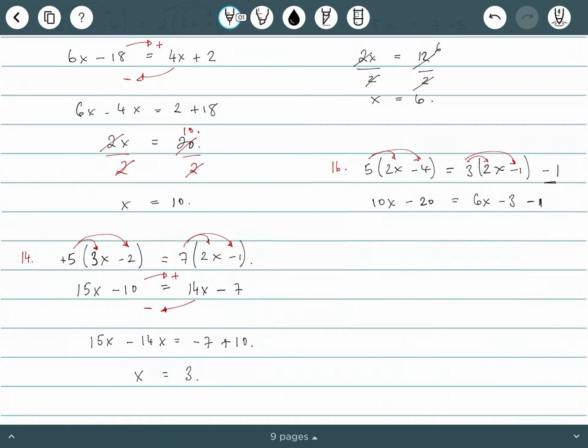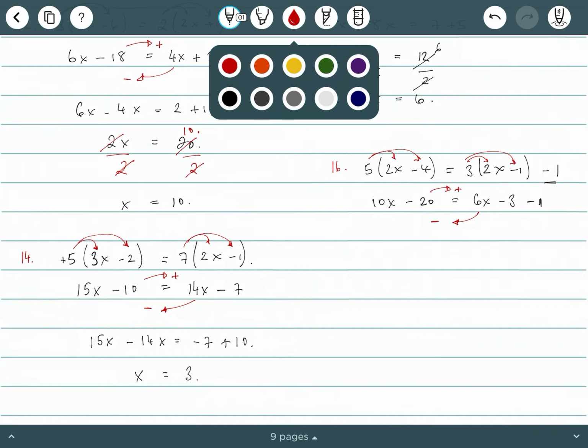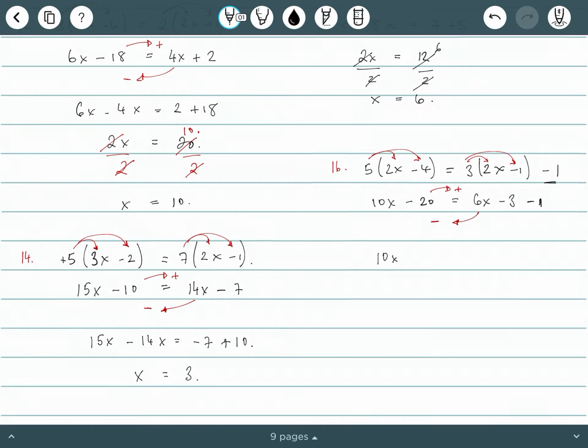Now, move the x's to the left-hand side. So bring that across, becomes a minus. Bring that 20 across, becomes a positive. So now we have 10x minus 6x is equal to minus 3, minus 1, and now this plus 20 that we've brought across. And 10x minus 6x is 4x. Minus 3 minus 1 is minus 4, plus 20 is 16. Now, we want x on its own, so we divide both sides by 4. 4 goes into 16 4 times. So x is equal to 4.